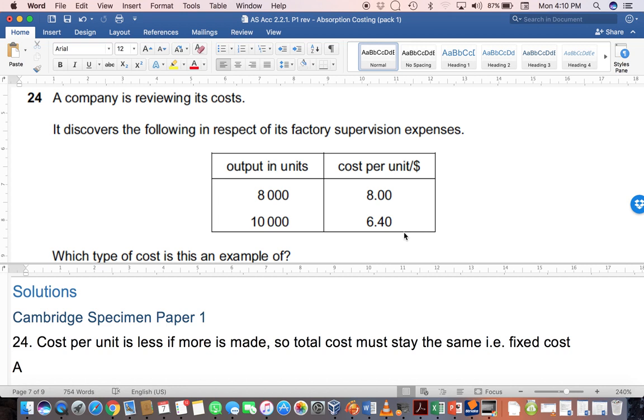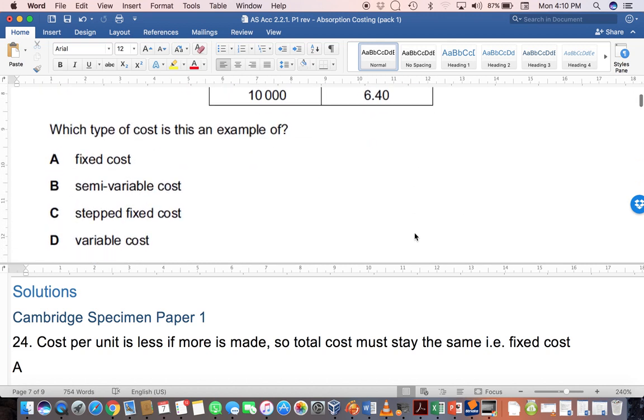Well, as can clearly be seen here, the cost per unit is changing the more units are being made. In other words, this must be a fixed cost because the more that is made, the lower the cost per unit. So therefore, you would choose A from the selection available.